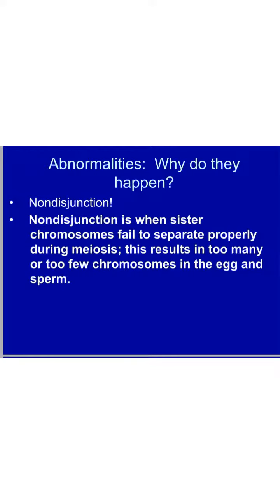Okay, so non-disjunction. Basically, non-disjunction occurs when sister chromosomes fail to separate properly during meiosis. This results in too many or too few chromosomes in eggs and sperm.